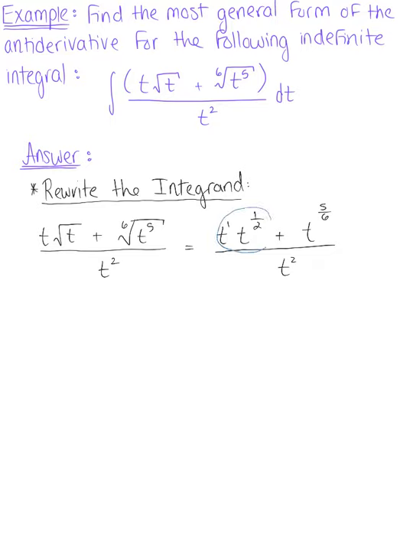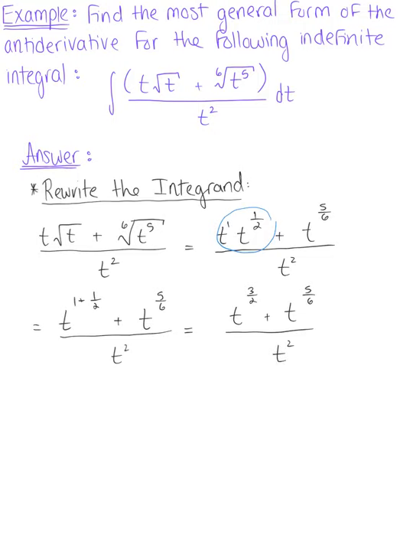So we want to continue simplifying that first term here. If we have the product of two bases, same base, different exponents, we can add those together. So that's 1 plus 1/2, plus t to the 5/6, all divided by t squared. So the numerator simplifies to t to the 3/2 plus t to the 5/6, all divided by t squared.